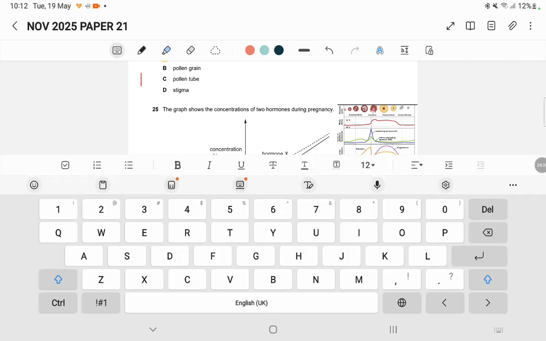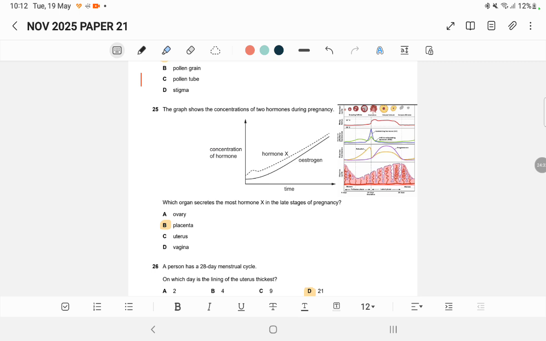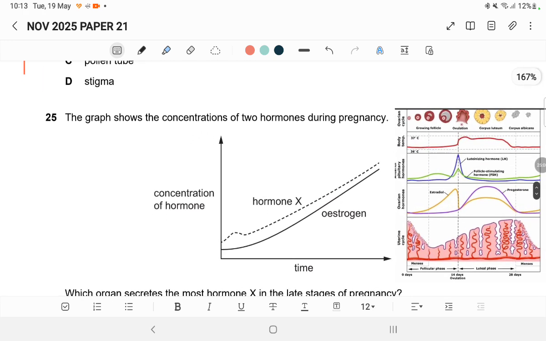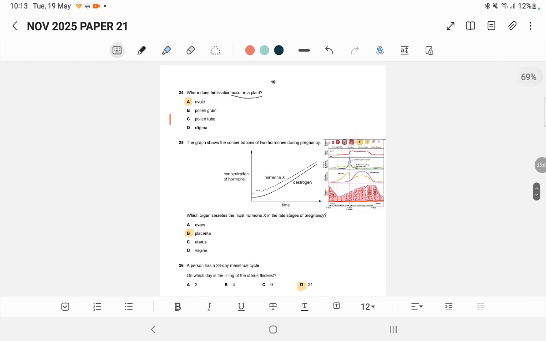Now here it is asking which organ secretes the most hormone X in the late stage of pregnancy. So the organ which secretes it will be the placenta, because, as you know, the placenta releases progesterone, aligned with estrogen. So hormone X, of course, will be the placenta. It cannot be the vagina because the vagina does not release any hormone. The uterus does not release any hormone. The ovaries only release estrogen, and estrogen is released in the first stages of reproduction, as you can see here. So it is not our case.